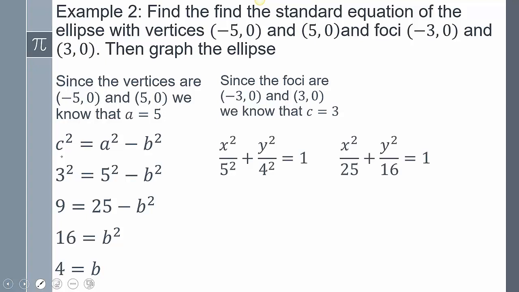And so now I can take those values and plug them back in. I know this is my a squared, this is my b squared, and so one of these two equations work. This is leaving it as a squared and b squared, and this is multiplying it through. And so those are going to be my standard form equations here.